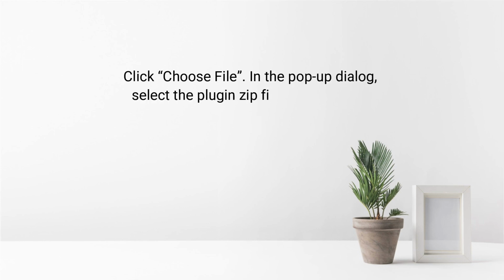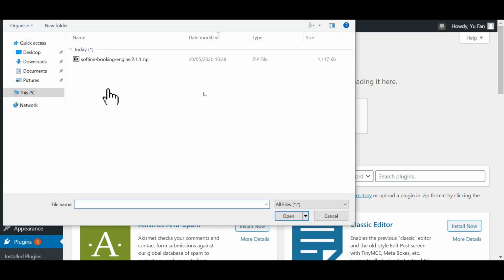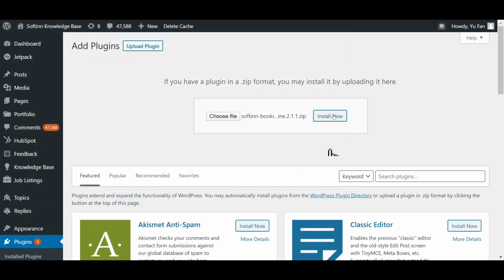Click Choose File. In the pop-up dialog, select the plugin zip file that you have downloaded. Then, click Install Now. Here you can choose file. Select the downloaded plugin zip file. Click on Install Now.